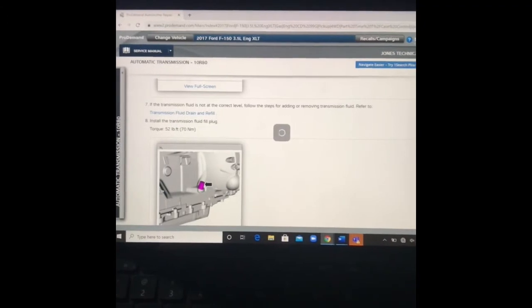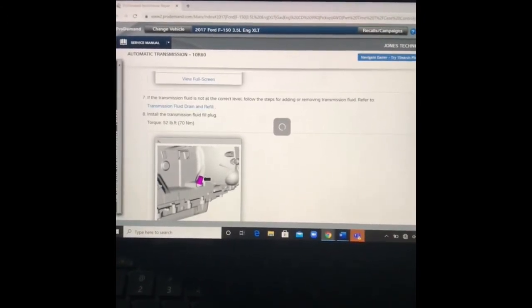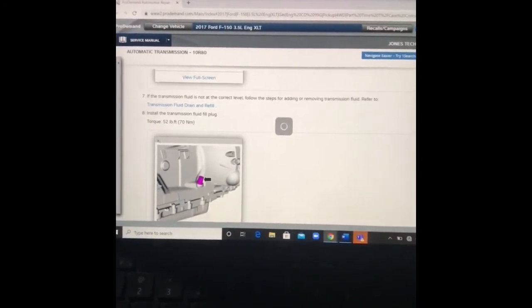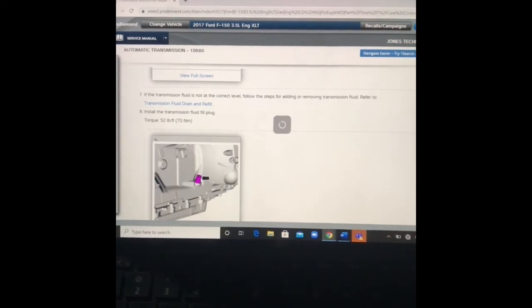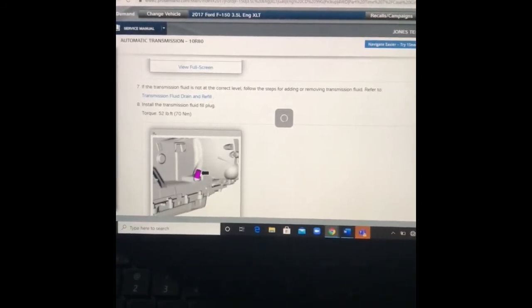Obviously, if the transmission fluid is not at the correct level, you at home will not have access to ProDemand, but you can go online and probably find the steps on any Ford forum for the year of your truck, and it'll show you the steps for adding or removing transmission fluid.